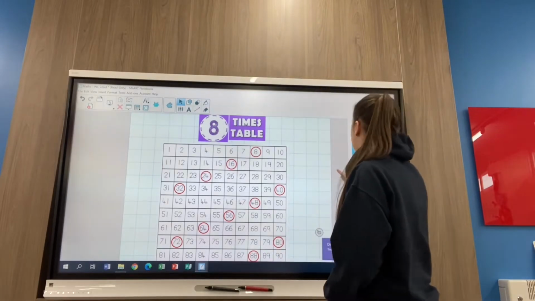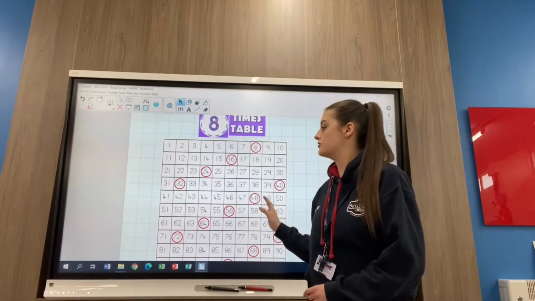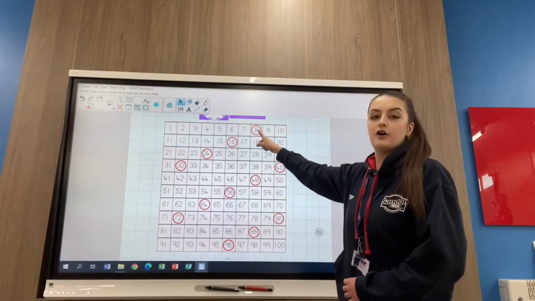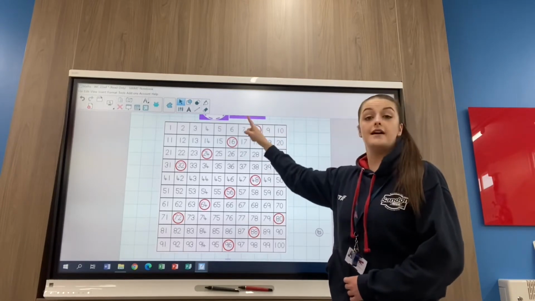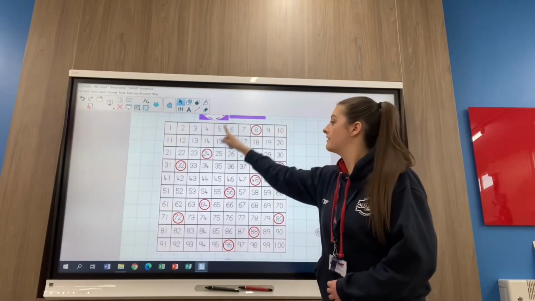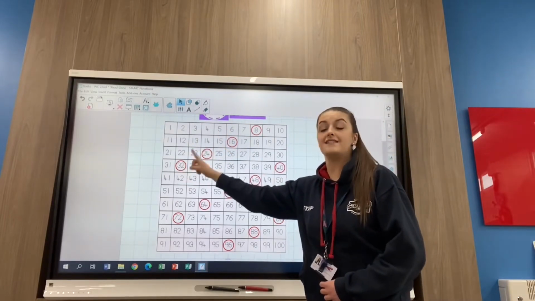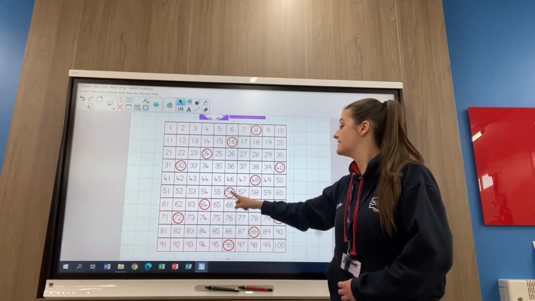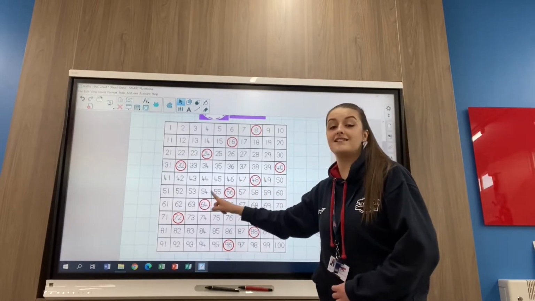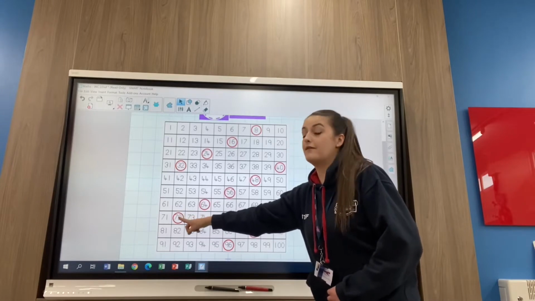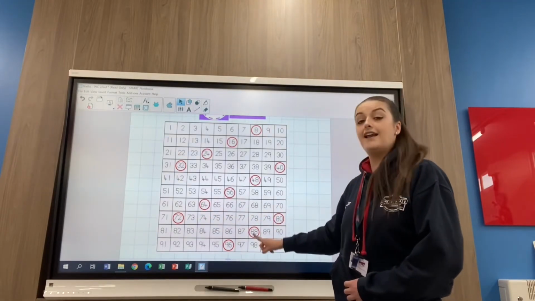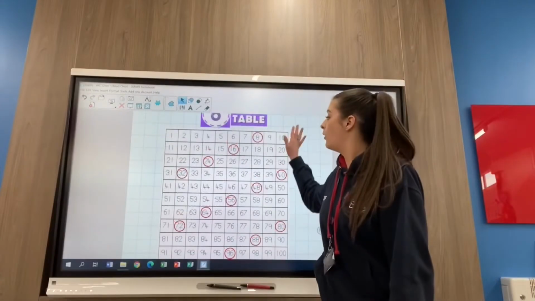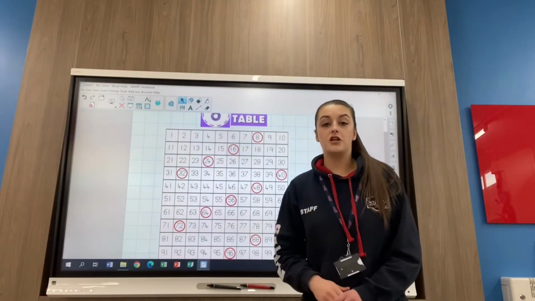So, if you have a look here, I have got a 100 square grid. And on the 100 square grid, I have circled the multiples of 8. So starting at the top, I've got 1 times 8 is 8, 2 times 8 is 16. I wonder if you can join in with me. 3 times 8 is 24, 4 times 8 is 32, 5 times 8 is 40, 6 times 8 is 48, 7 times 8 is 56, 8 times 8 is 64, 9 times 8 is 72, 10 times 8 is 80, 11 times 8 is 88, and 12 times 8 is 96. So I've got all the multiples of 8 there. So I'm hoping you're going to chant them with me at home.